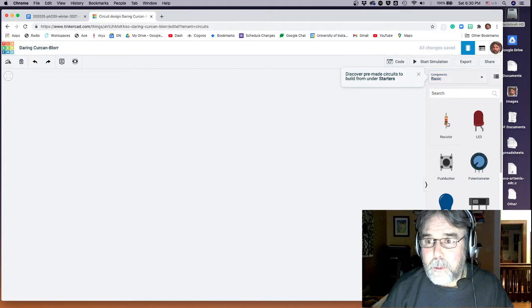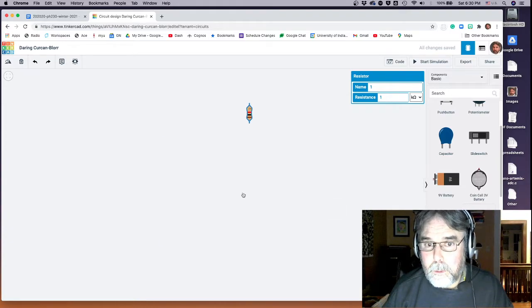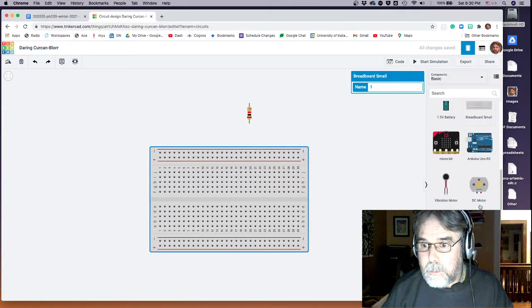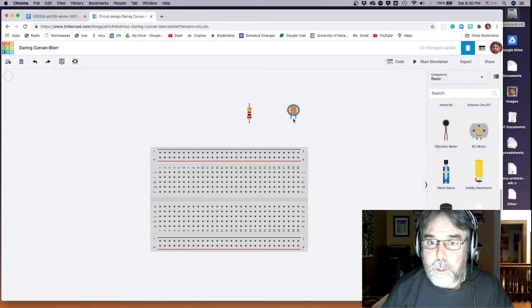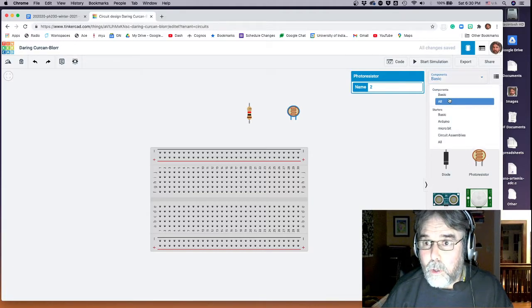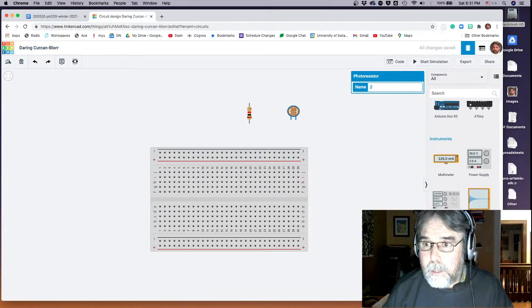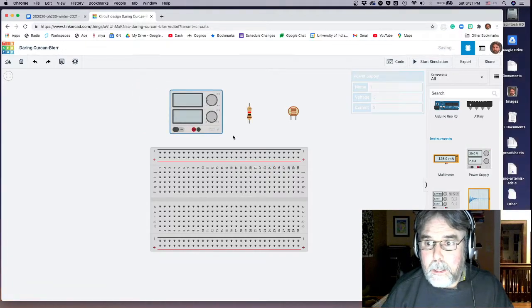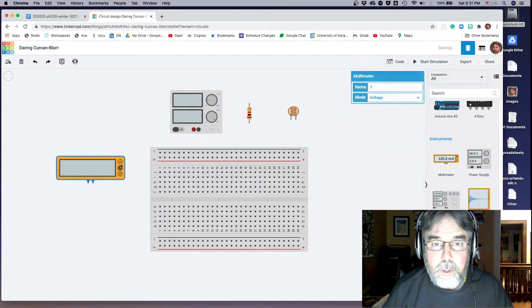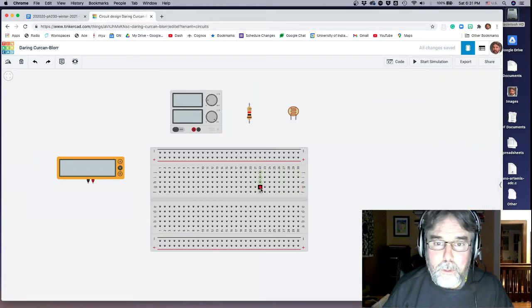So I'm going to grab a couple of components here, a resistor, and I need a small breadboard. And let's see, what else have we got here? I need a photoresistor. So that's going to be our unknown resistance. And I need to switch to all components because I need something that's not in the basic set. I need a power supply. And I'm also going to need a multimeter. So that's all the components you're going to need for this one. So we can get rid of this. Boom. Okay, perfect.